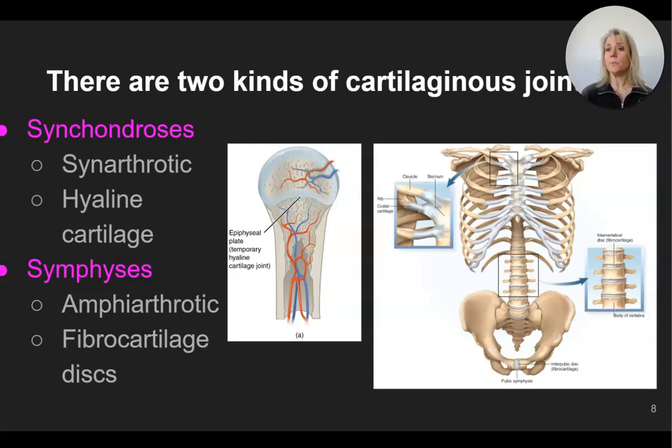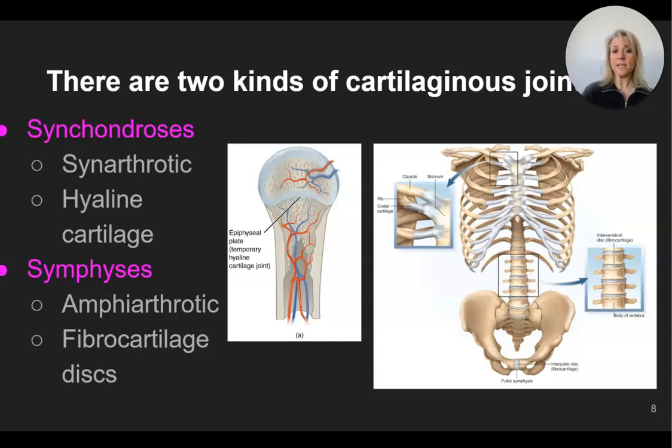Another place where you're going to find a synchondrosis is between the ribs and the sternum. So remember that the rib bone doesn't connect directly to the sternum. It's connected by costal cartilage. And so where the rib bone meets up with the costal cartilage and where the sternum meets up with the costal cartilage, all of those joints are considered synchondroses. So this is a cartilaginous joint that offers no movement at all.